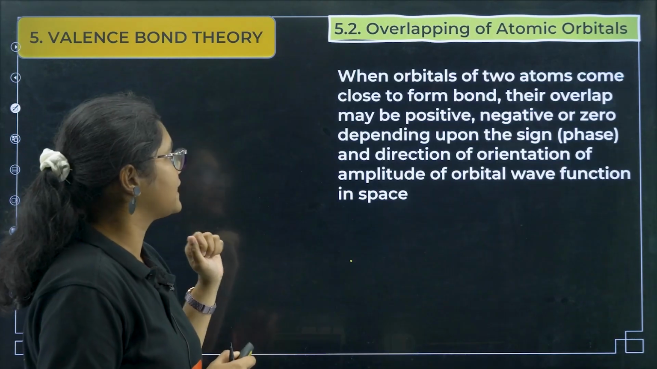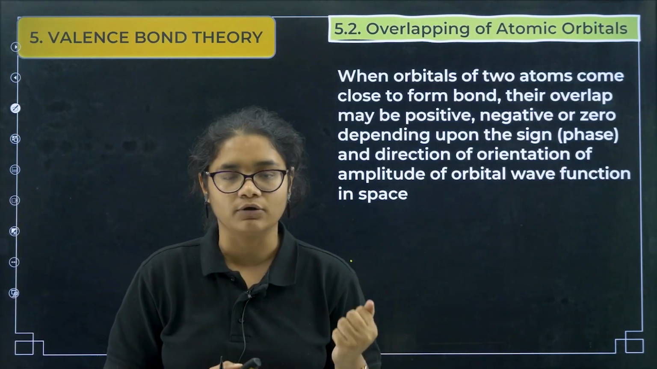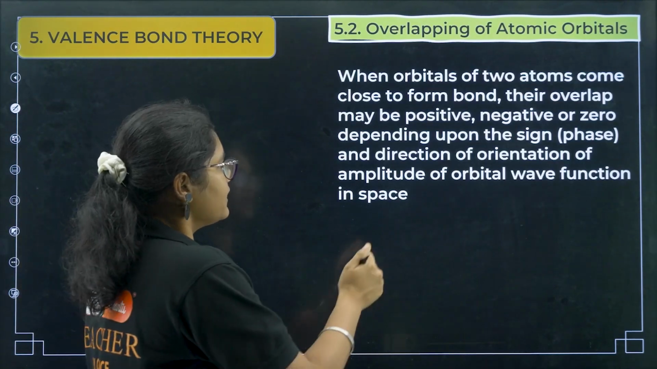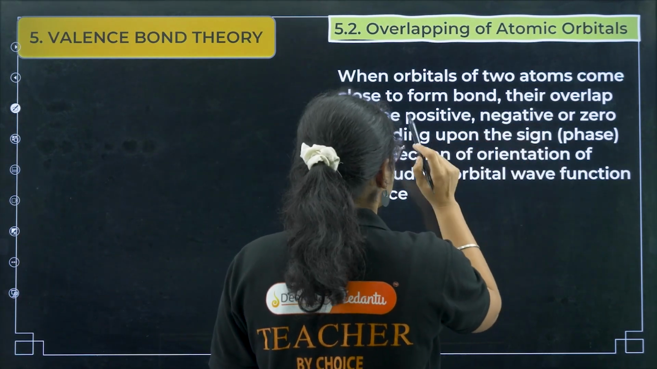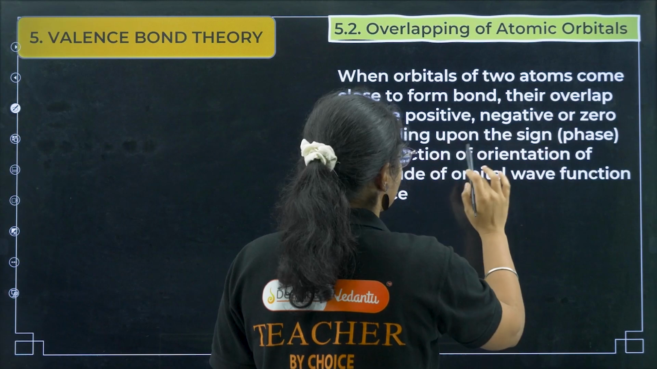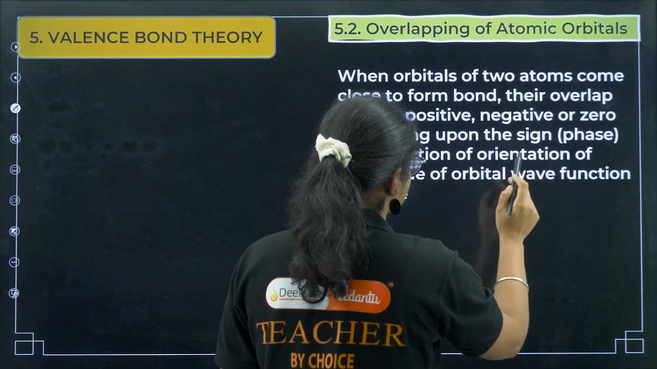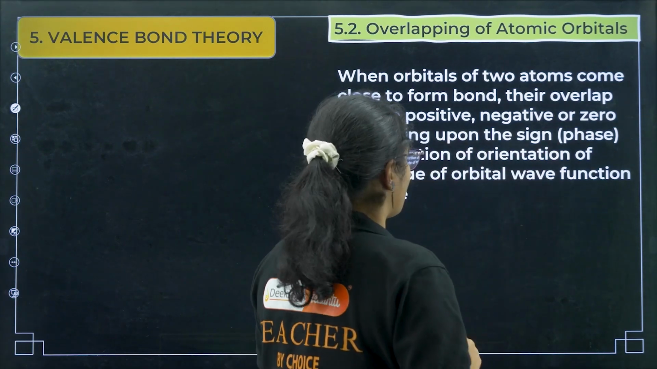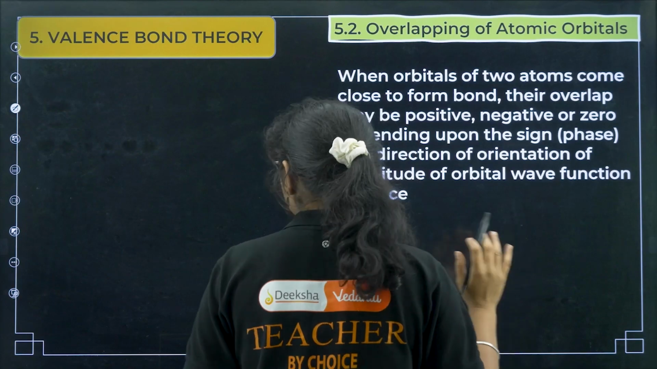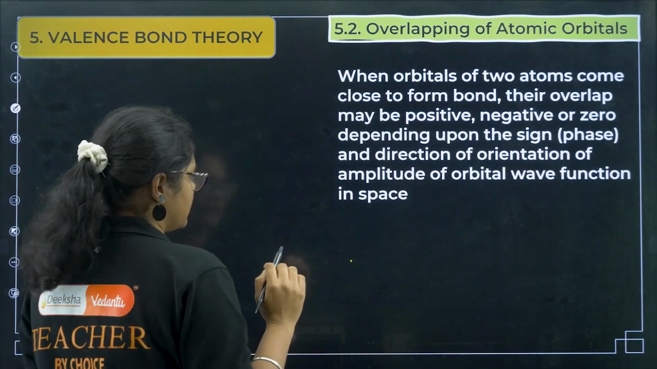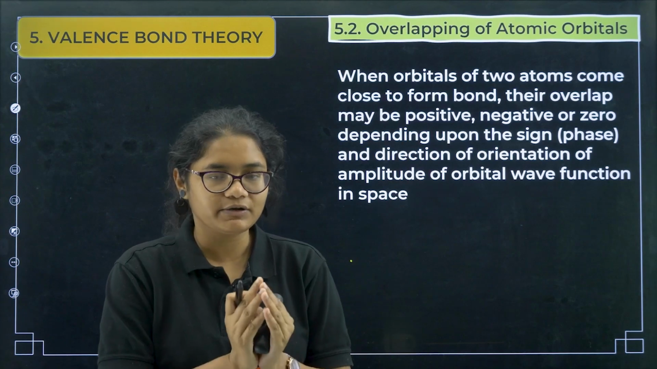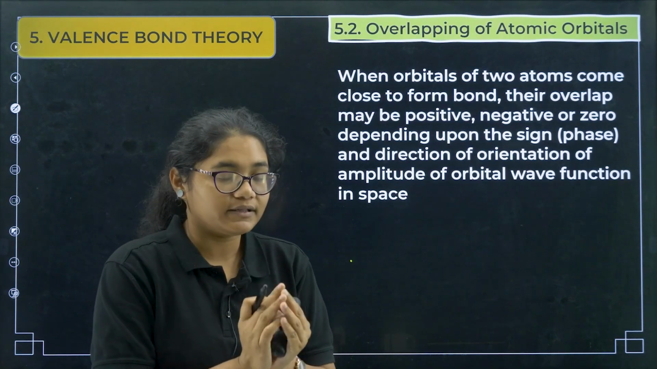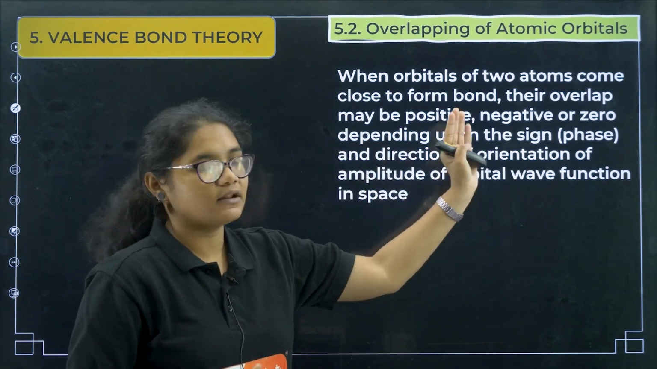Now we will go to the second thing, that is overlapping of atomic orbitals. When orbitals of 2 atoms come close to form a bond, their overlap may be positive, negative or 0, depending on the sign or phase and direction of the orientation of amplitude of the orbital wave function in space. When 2 atoms are coming closer, their orbitals will overlap, and this overlapping can be positive, negative or 0.